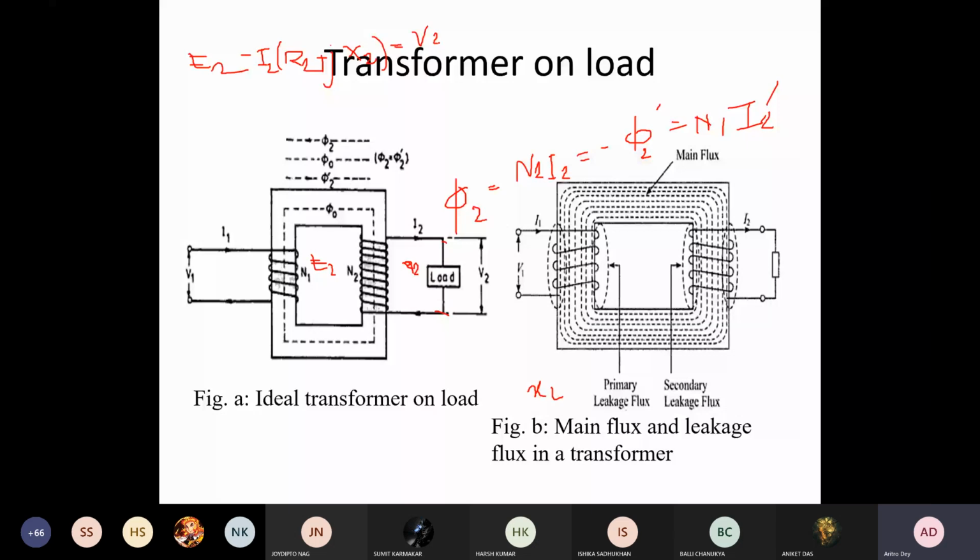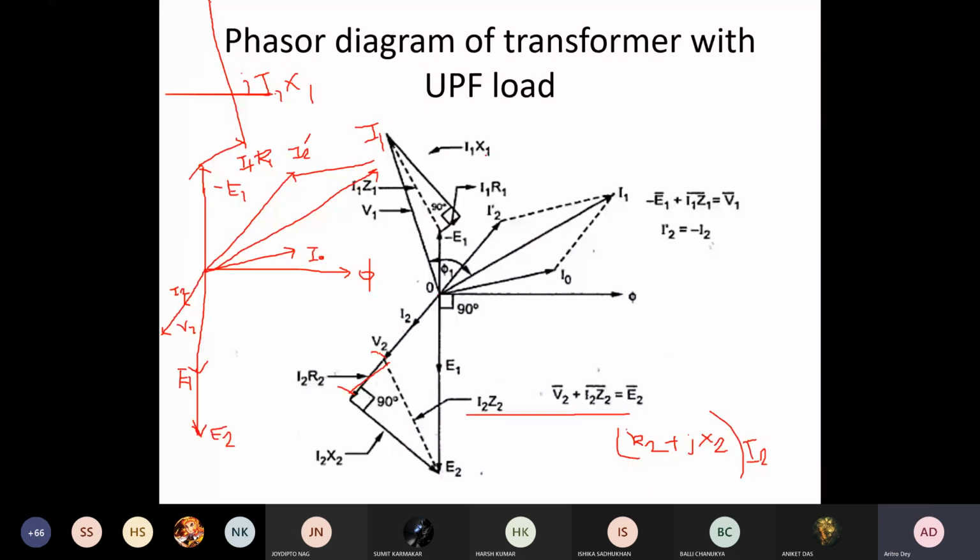It is simple: if you compare with a DC source with internal resistance, then that is your terminal voltage. In the same way there is a drop, and as it is inductive, your V2 will be like this. There will be this lagging angle. This is your V2, and V2 and I2 are in the same phase, so accordingly it will change. Your V2 will be lagging your E2, right?